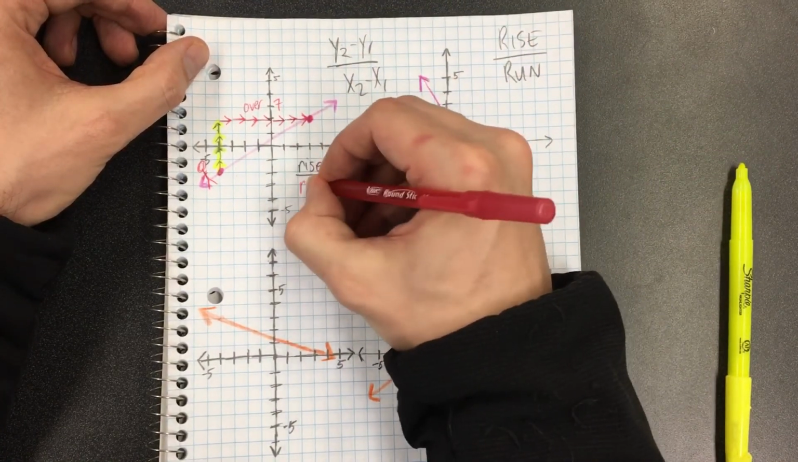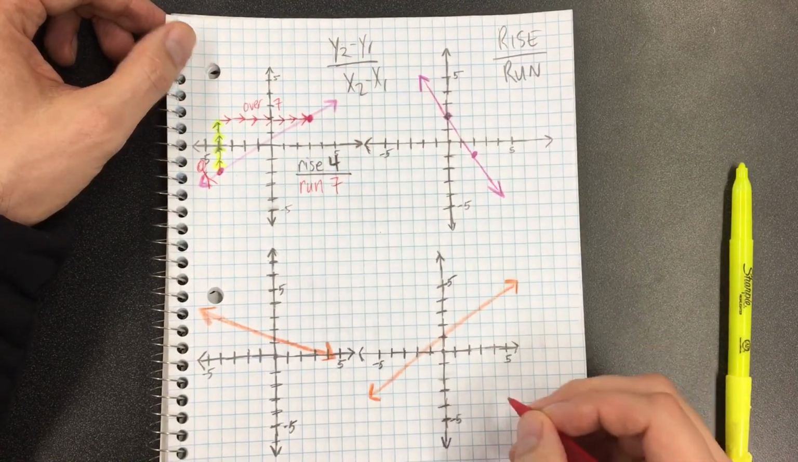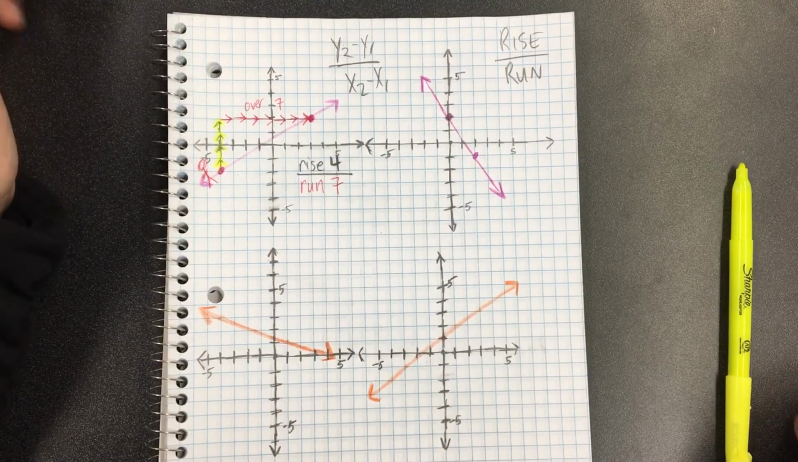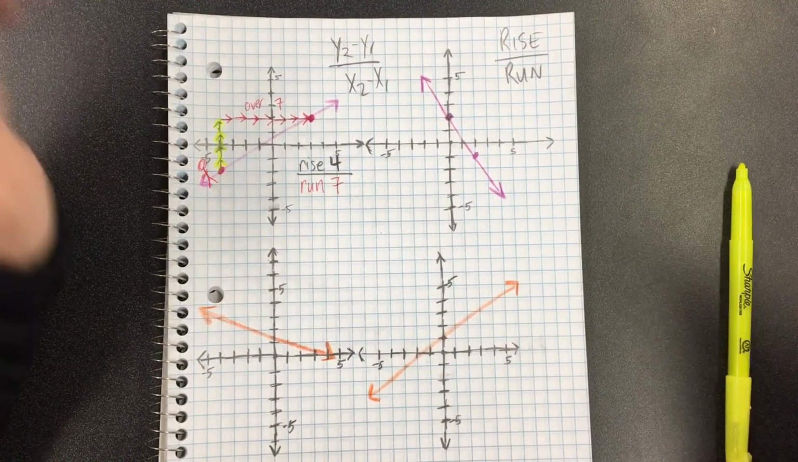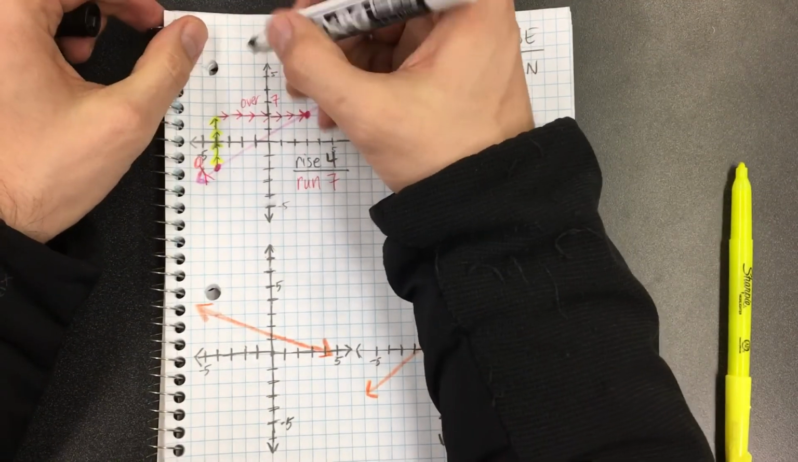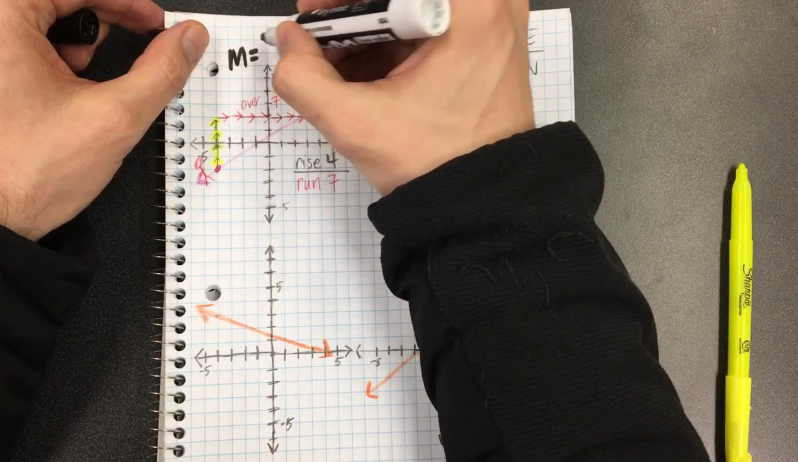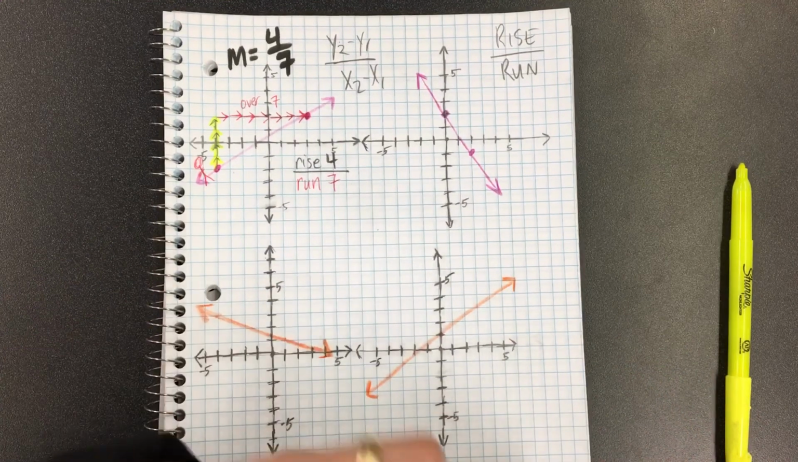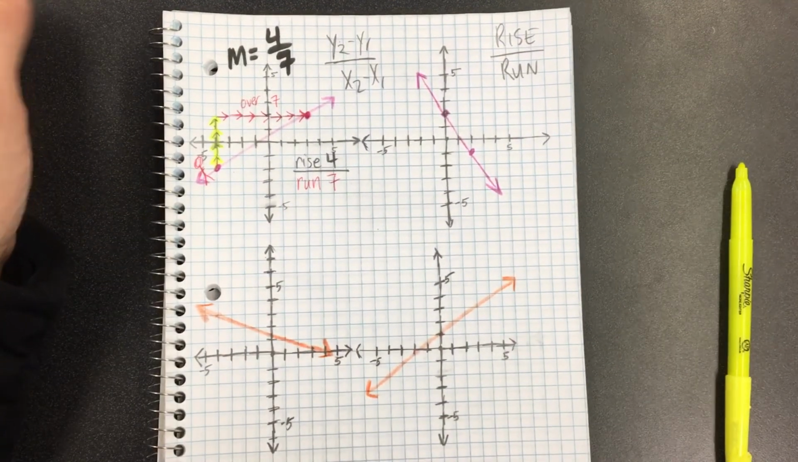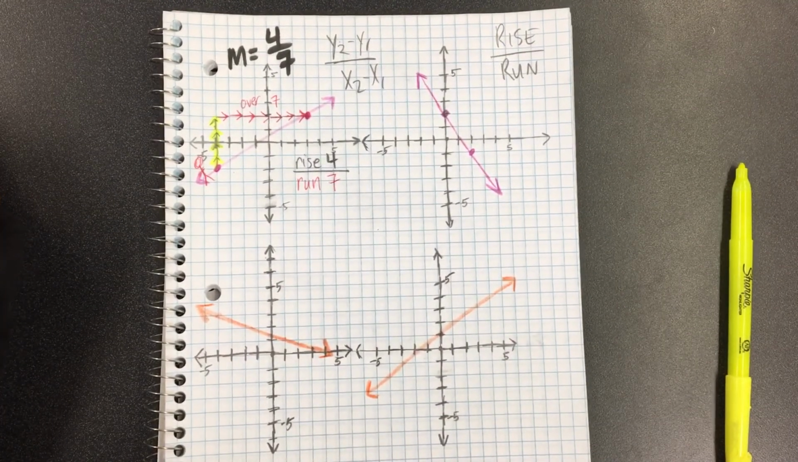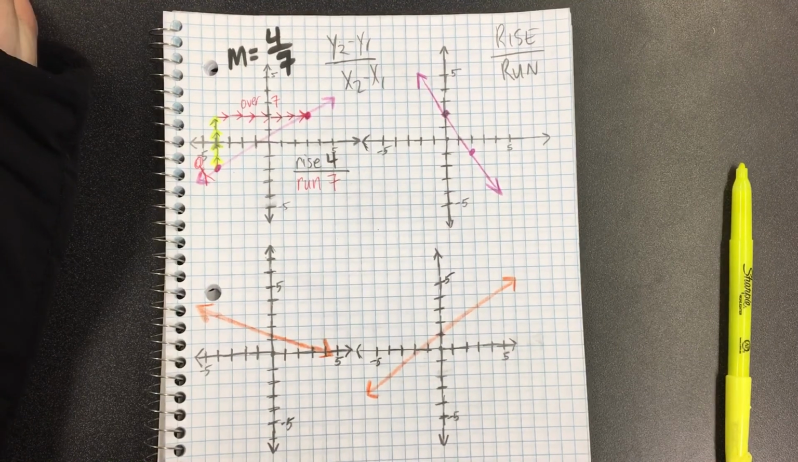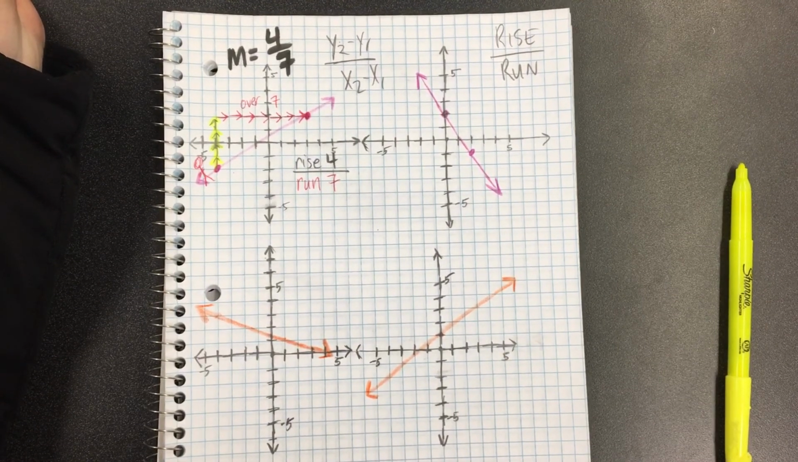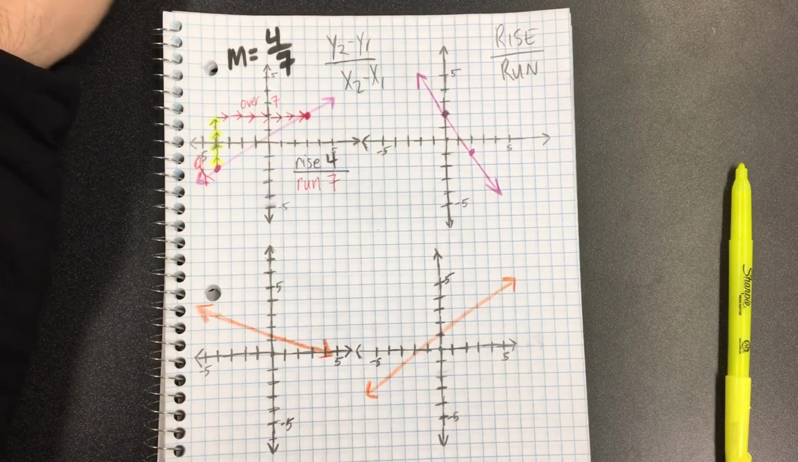And so I'm going to run over 7. Rise 4, run 7. Can I reduce that fraction? No, I cannot. So my answer on this one is going to be the slope equals 4 over 7. And you just leave it like that. Don't try to make it a decimal. Don't try to do anything. If this happened to be an improper fraction, we would keep it improper. Like if for some reason you had 7 over 3, you would not say 2 1/3 or whatever. Just keep it as 7 over 3.